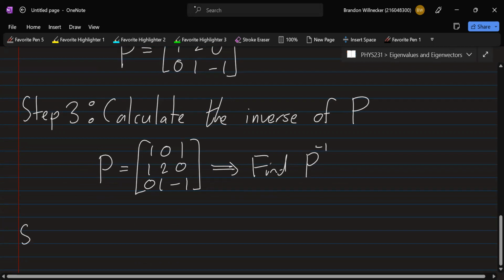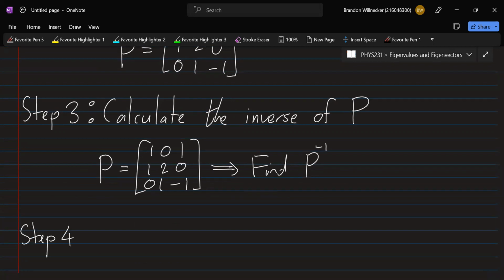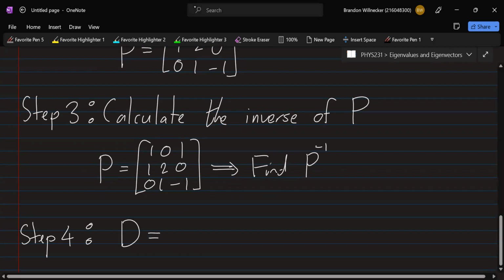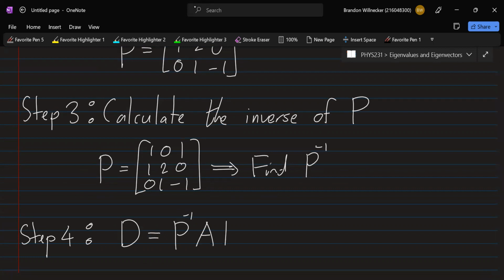And then step 4, we can write the diagonal form D is equal to P inverse A P. You can calculate this by substituting the matrices that you found and then finding D, but there's an easier way.